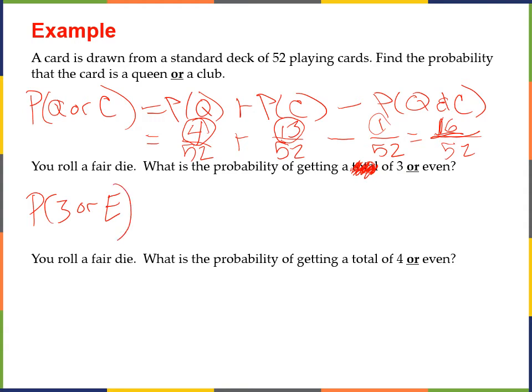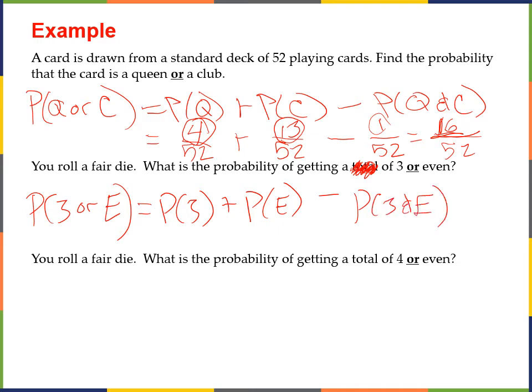Okay, so another "or" probability. The formula says we should do the probability of a 3 plus the probability of an even minus the probability of 3 and even. Well, here's the thing. Can a die be both 3 and even at the same time? And the answer is no, right? So in this case, these two situations are mutually exclusive. So this will end up being 0. It can never happen. You can't have a 3 and an even when you roll the die. So in this case, we don't need that piece, right?